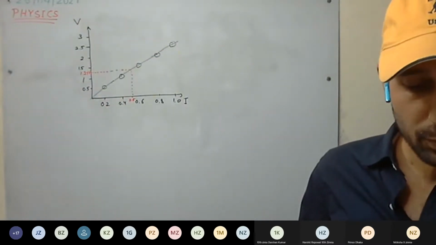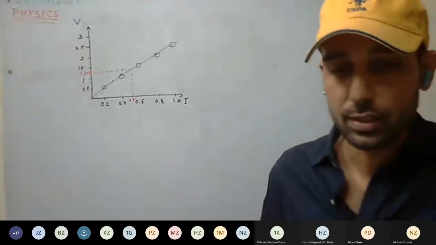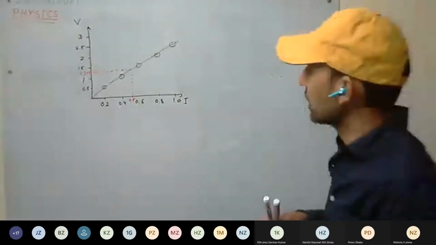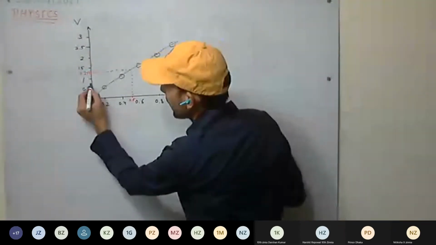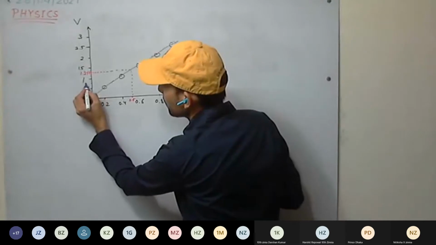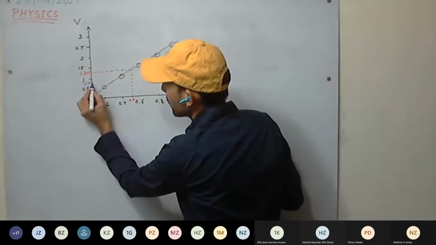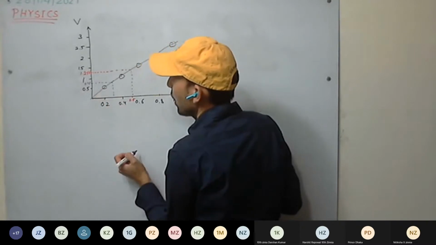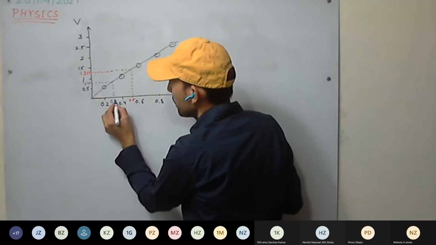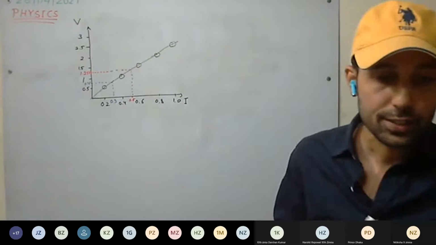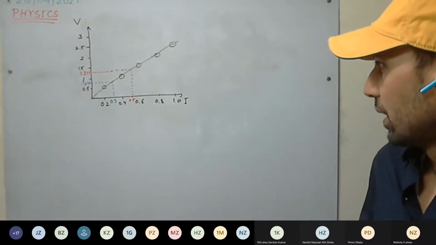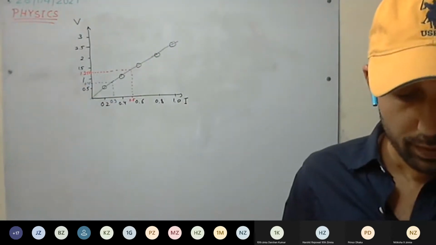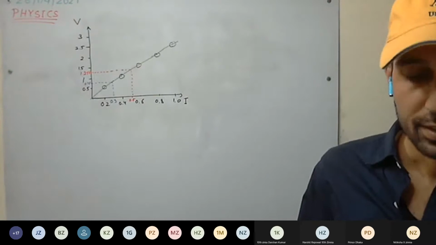Okay, now find current I when the potential difference is 0.75 volt. 0.75 will be here. Project it on the graph, and here, how much are you getting? 0.3 amperes. Understood?